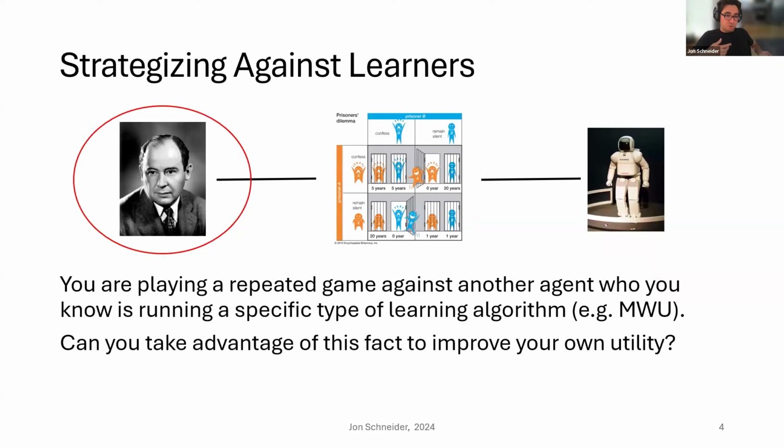So again, there are two sorts of questions. We'll either take the perspective of one player, who we'll later call the optimizer, or the second player, who we'll later call the learner. From the optimizer perspective, you're John von Neumann, playing a game against a machine. You know this machine is running some specific type of learning algorithm, like multiplicative weights updates. What you'd be interested in knowing is: can you take advantage of the fact that the other agent on the other side of this game is a learning agent to improve your own utility? Is there some advantage you can eke out from the fact that they're a learning agent and not a fully rational player in the standard economic model?